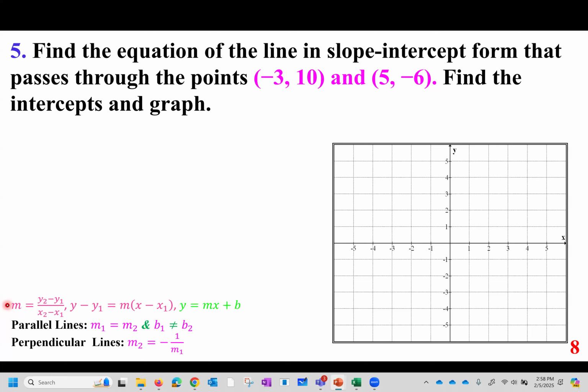M equals y sub 2 minus y sub 1 over x sub 2 minus x sub 1. So -6 minus 10 over 5 minus -3. That is the slope, M. These two add up to -16. 5 plus 3 becomes 8, and the answer is -2.